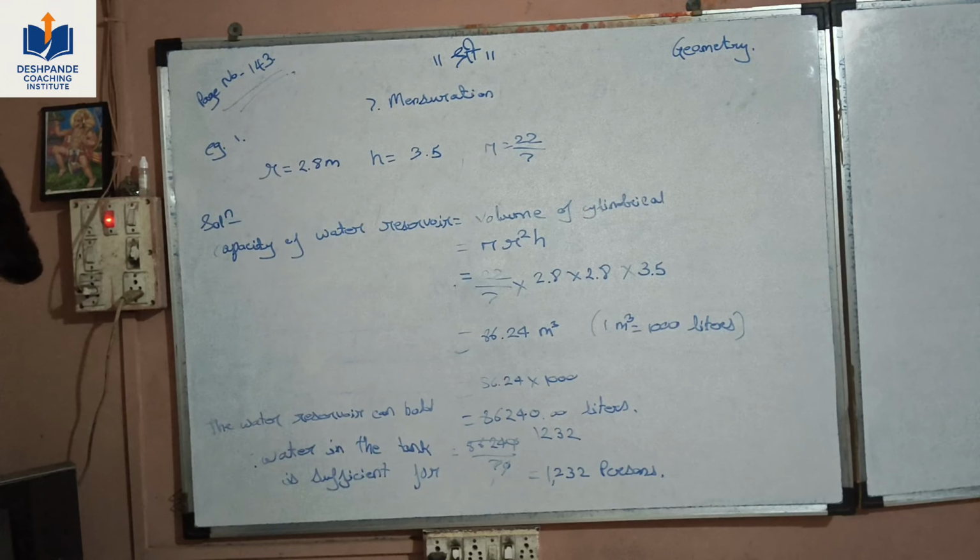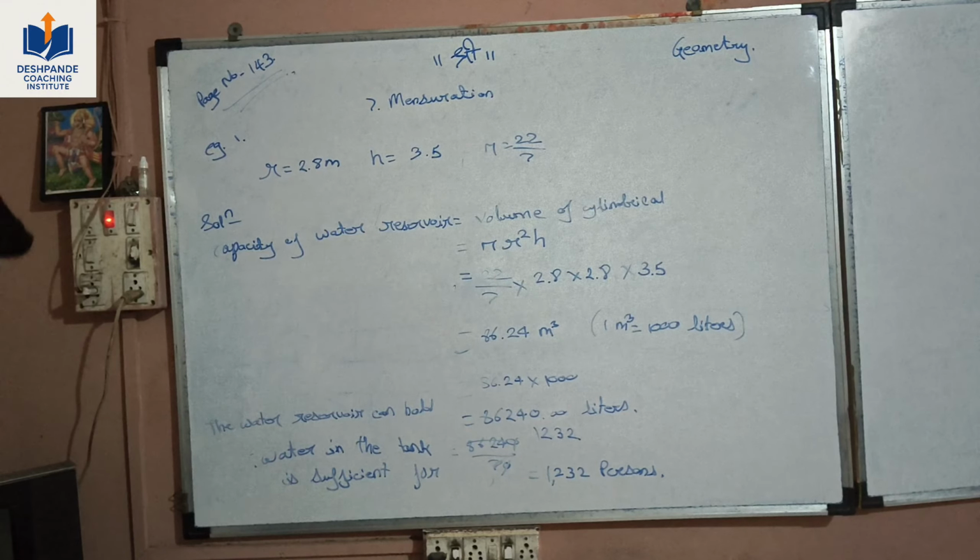What is the final answer? 1,232 persons. You have to solve the problem by this method, then only you will get the full mark. This question may come for 2 to 3 marks in the exam.